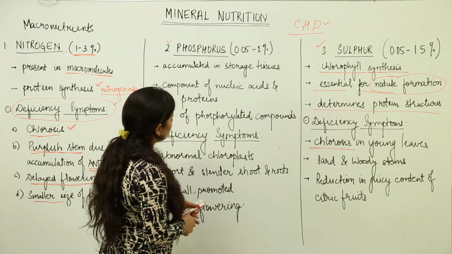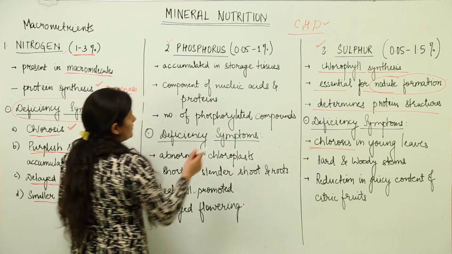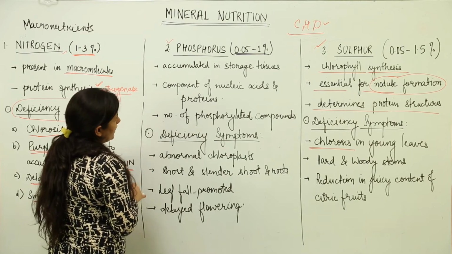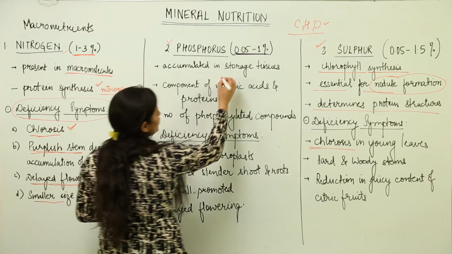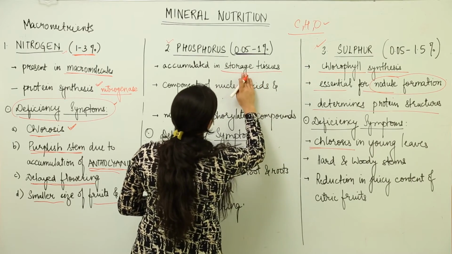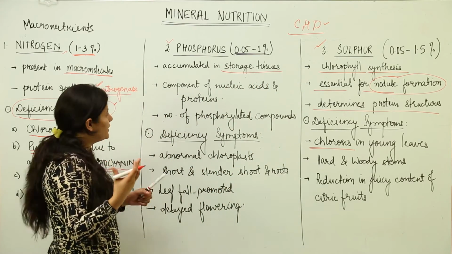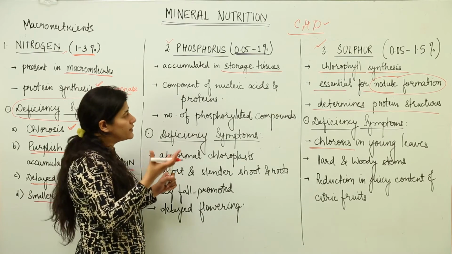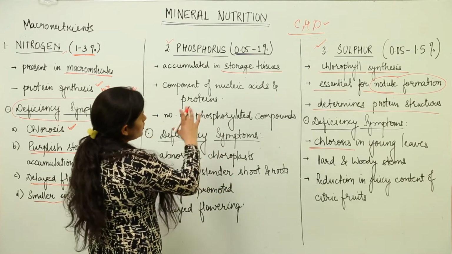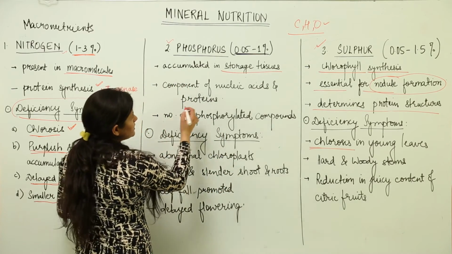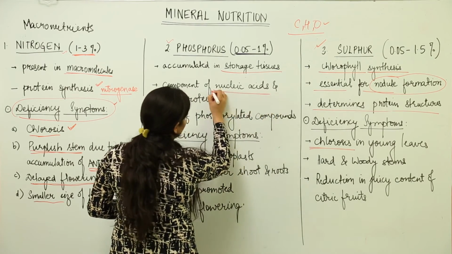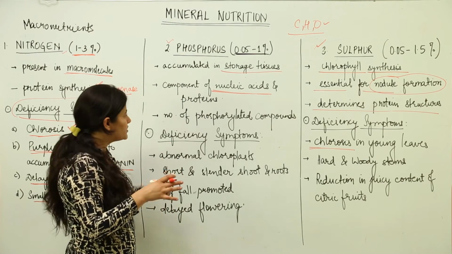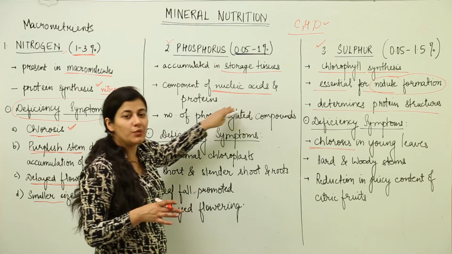Then we come to phosphorus. In terms of its abundance, it is 0.05 to 1% of the plant body. It would be present in the storage tissues. Now you know what storage tissues are. If you don't know, phosphorus would be abundantly found in the parenchymatous tissue. Like you have storage tissue in the fruit, you have some sort of storage tissue in the seeds. So you would find a lot of phosphorus over there. Then it is a component of nucleic acids. You know that the phosphate group comes and attaches to the nucleoside and then the nucleic acid is formed. So it is a component of nucleic acids and various proteins.